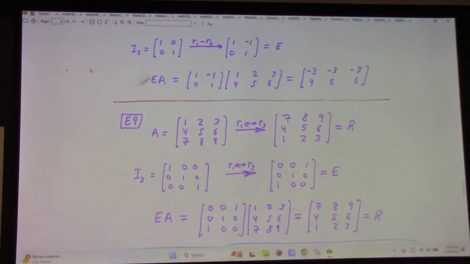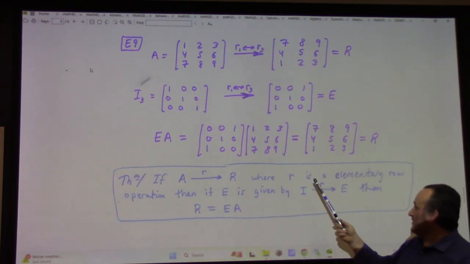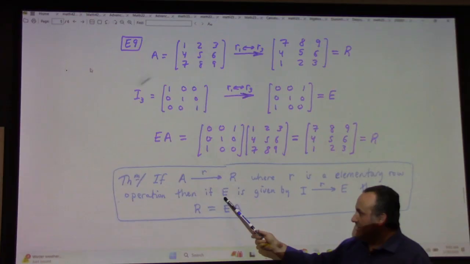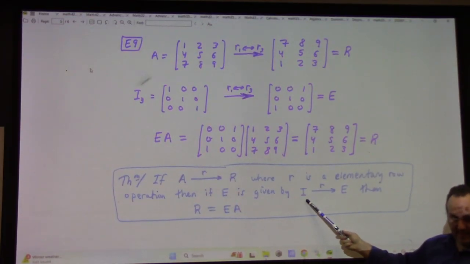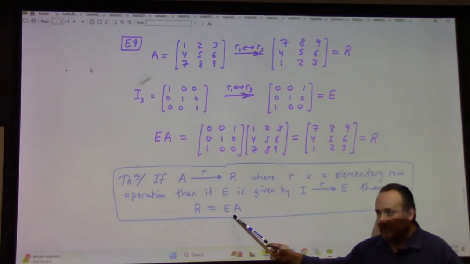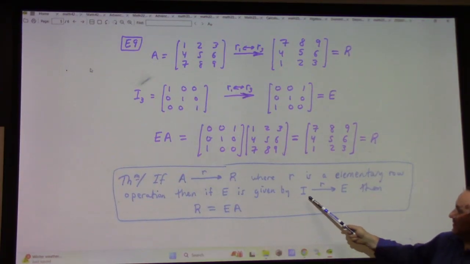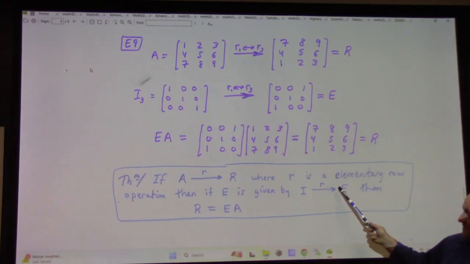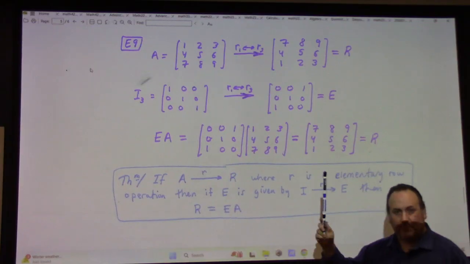Not an accident, right? So there's a general theorem to see here, which is that if you have A, which row reduces to R through some elementary row operation, then you take E to be defined by taking the identity matrix of the appropriate size, so that these are multipliable. If A is M by N, that means that E has to be an M by M, as in mommy by mommy, elementary matrix. You just do that same row operation to the identity matrix, and that, when you multiply on the left, like so, will do the same row operation to the matrix.